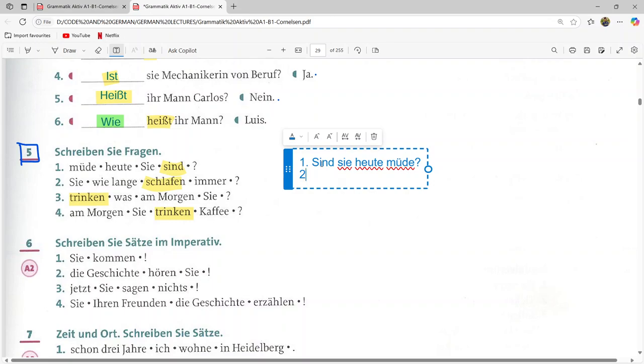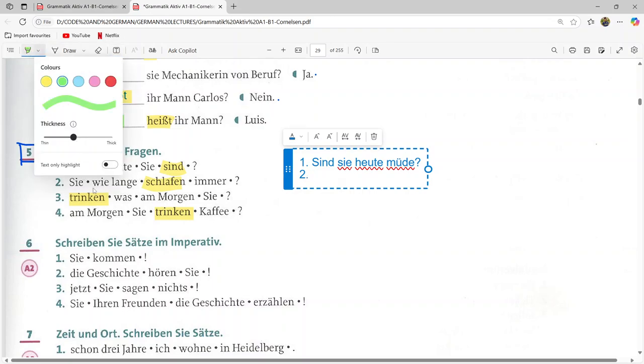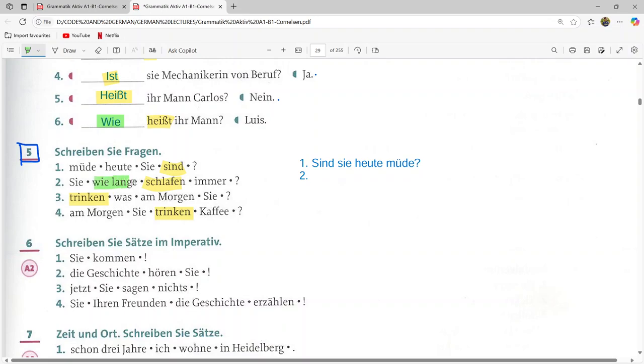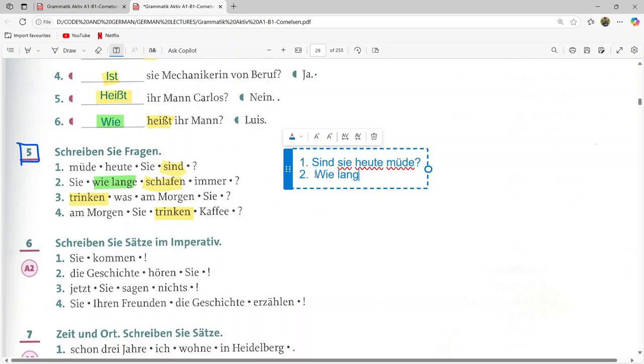Next one. Next one, there is a catch. There is a W-Frage here. Wie lange? Wie lange is how long. This is a W-Frage. So we have to use the W-Frage here at first. Wie lange together is the W-Frage. How long. Okay, and then the verb: wie lange schlafen Sie immer? So how long do you always sleep?